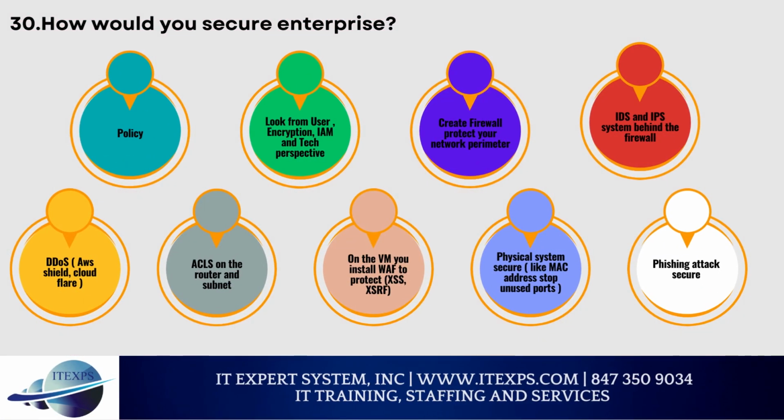30. How would you secure an enterprise? Follow a multi-layer approach. Policy. Look from the user, encryption, IAM and tech perspective. Create a firewall, protect your network perimeter. IDS and IPS systems behind the firewall. DDoS: AWS Shield, Cloudflare. ACLs on the router and subnet. On the VM, install WAF to protect against XSS, XSRF. Secure physical systems, like MAC address, stop unused ports. Secure against phishing attacks.